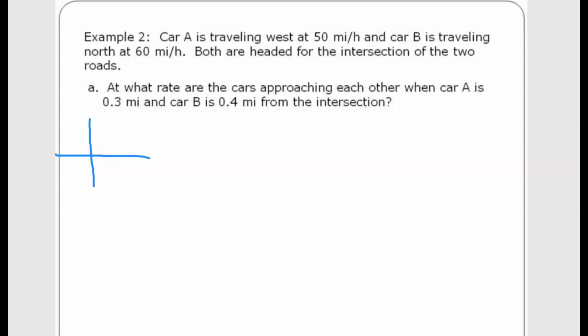So here's my roads, here's my intersection. Car A is traveling west, so west is this way. Car B is traveling north, so he's coming in from here. So here's car A, here's car B.